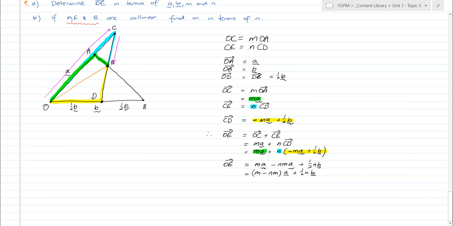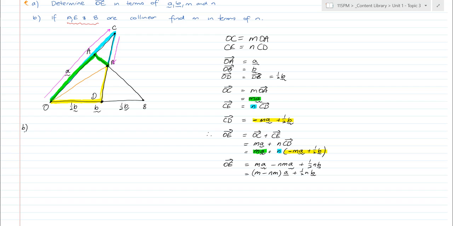So let's have a look at question B. And question B is, if A, E and B are collinear, find M in terms of N. So this involves a little trick that I'm going to use. It comes from the fact, and this was my mistake the first time, that I've been given a piece of information: A, E and B are collinear. It's almost certain that I will need to use that piece of information. If you're given a piece of information, assume that you'll be using it.